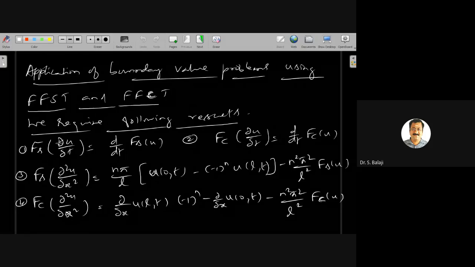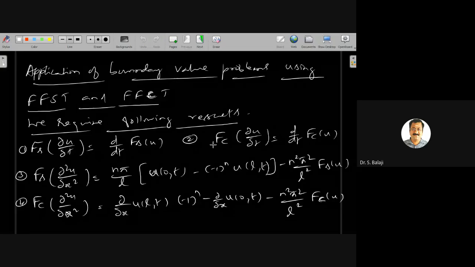Fourier sine transform of dou u by dou t, as we discussed yesterday. For finite Fourier transform also, you can take d by dt outside here. Outside of integration it will be d by dt, inside integration dou by dou t. Outside integration will be d by dt of Fourier sine transform of u. Therefore, Fs of dou u by dou t will be d by dt of Fs of u.